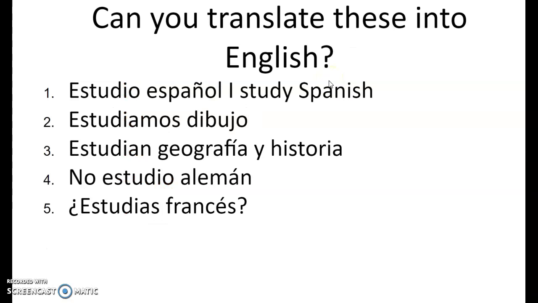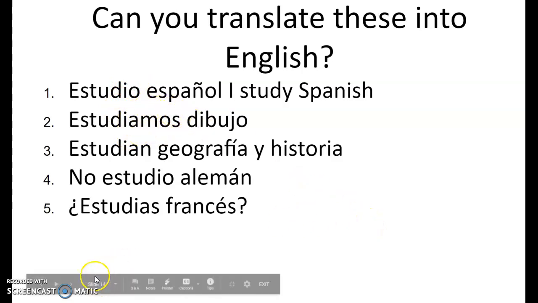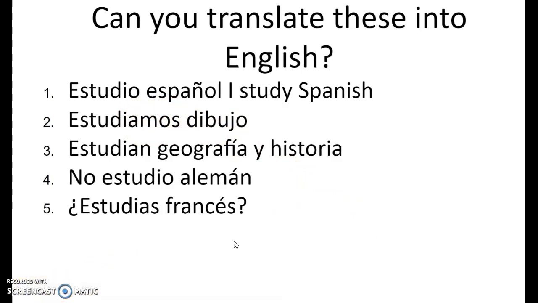Pause the video and try and translate these sentences into English. You can refer back to the part of the video that shows you the verb endings. Pay attention to who is doing the verb. This information is communicated by the endings of the verb estudiar. Once you've had a chance to translate the sentences, listen carefully to the answers. If you haven't already translated them, pause the video and do it now.